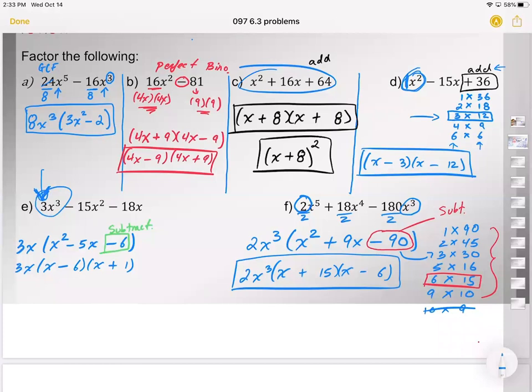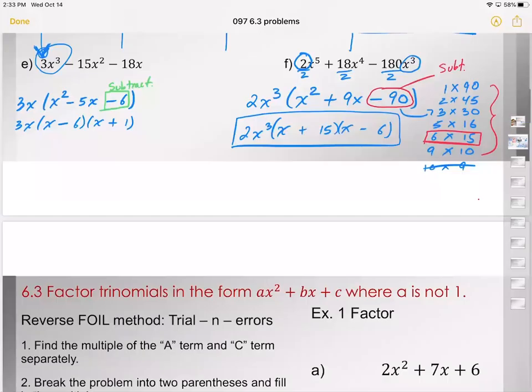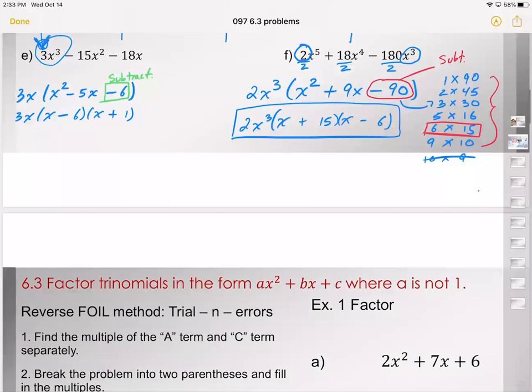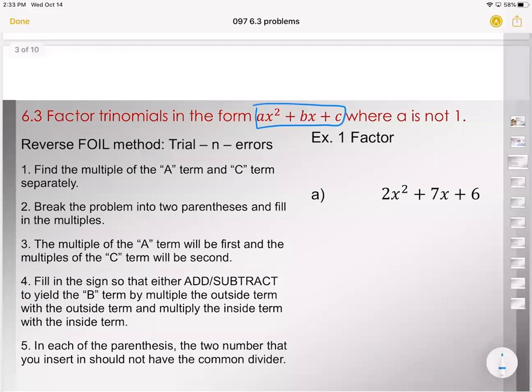So looking at this, this is what we've been doing for the last week before the break. Now, what happened in 6.3? What happened if the A term, if you look at this, we still factor something in terms of x squared plus bx plus c, but now your A term is not 1, okay?